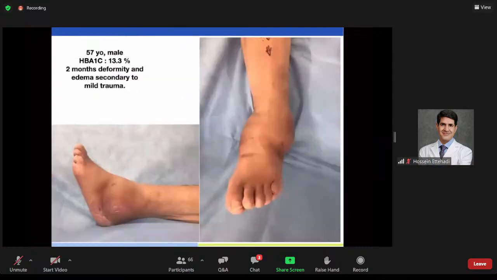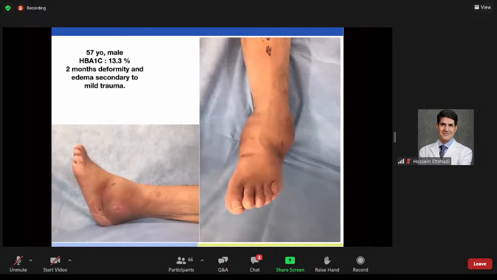This is a very interesting case in a patient who had 2 months of deformity and edema secondary to a mild trauma. He was not ulcerated. This was an acute Charcot, like Eichenholtz stage 1. And this may be controversial, but nowadays we are doing more surgery on this kind of patient than we did before. I'm saying it's controversial because classically we were taught that you cannot touch this.